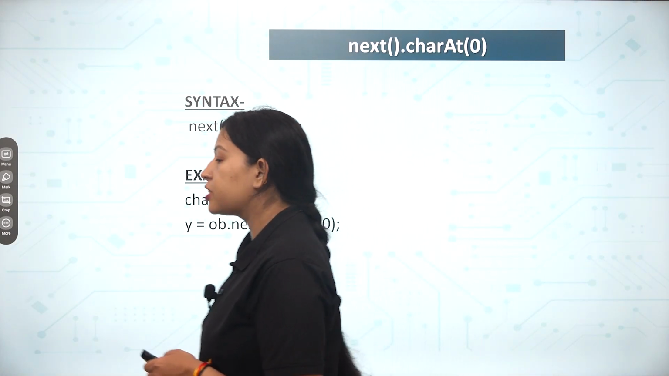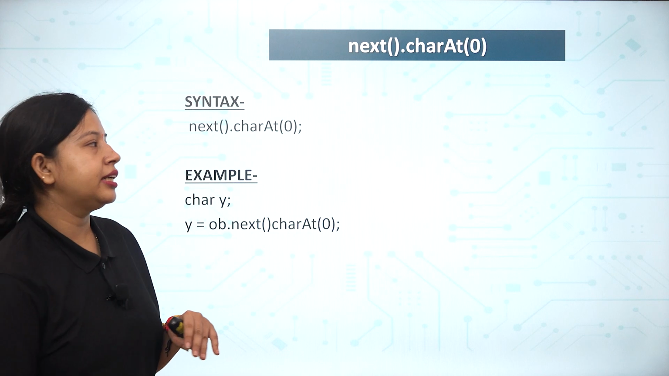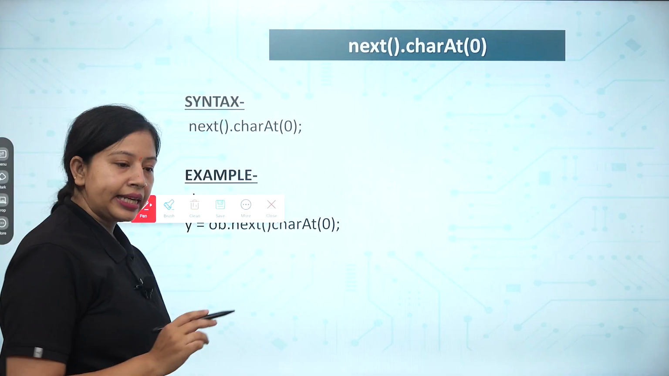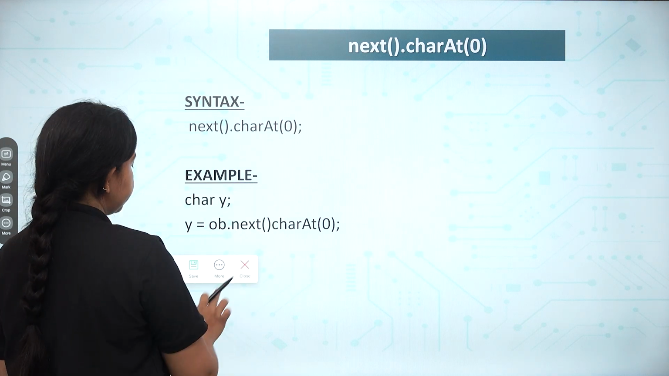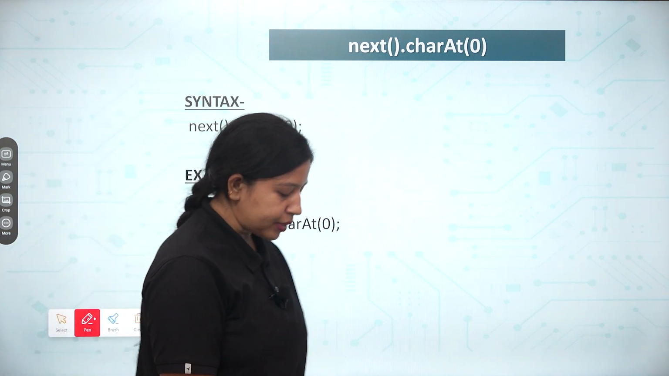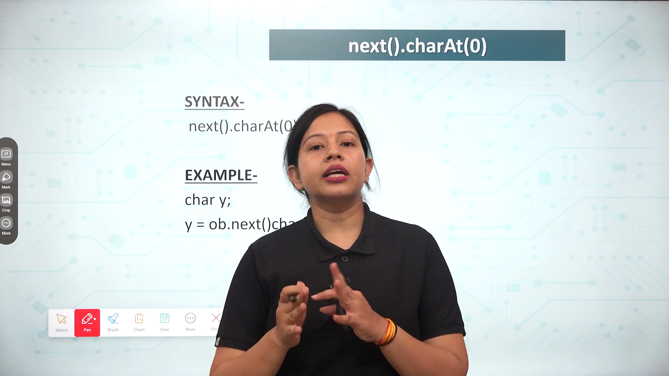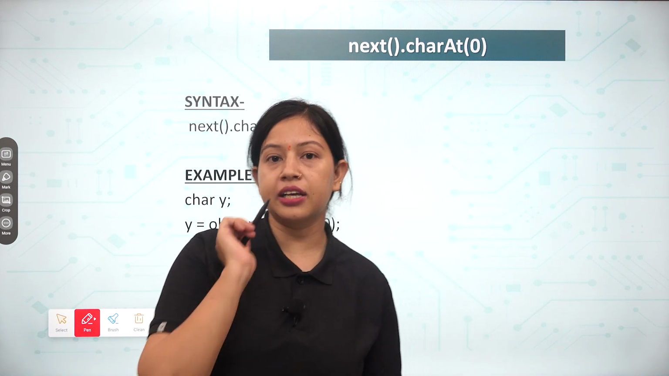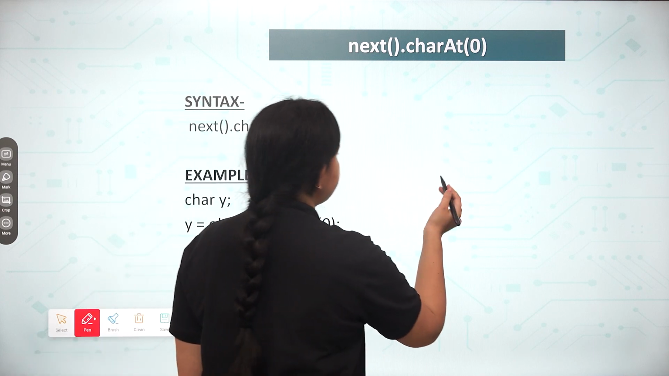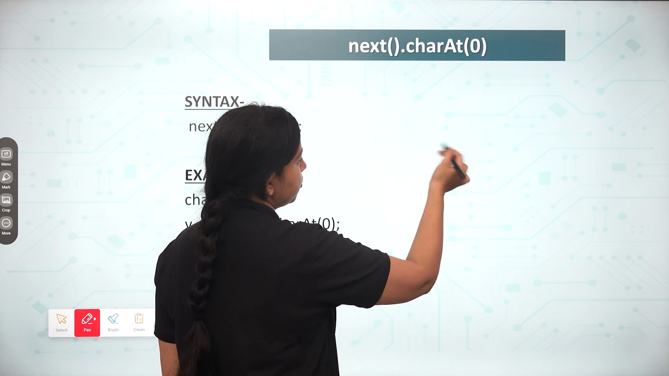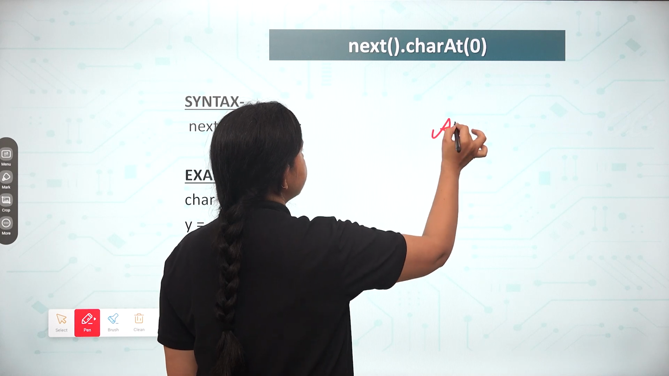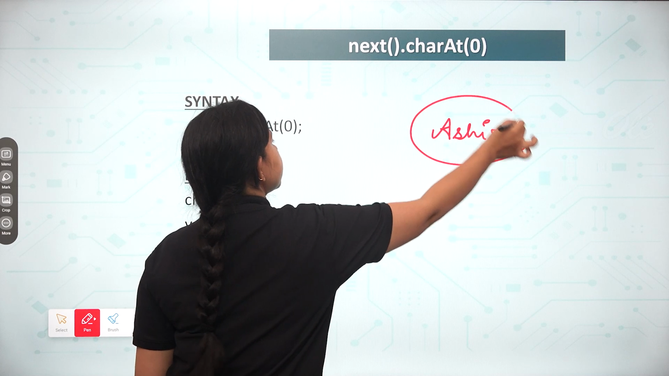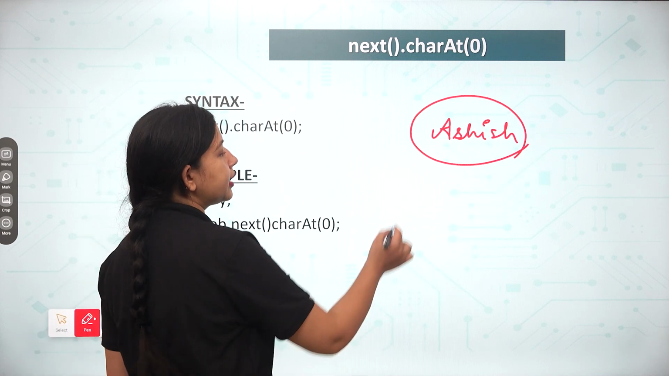Now the next function is a little tricky one, that is, to store any character. What is the difference between String and character? I have already told you. String is a collection of characters, and a character has a single value. Suppose I am writing the name of any person. Suppose I write Ashish over here. So it is a group of characters. What are the characters here?